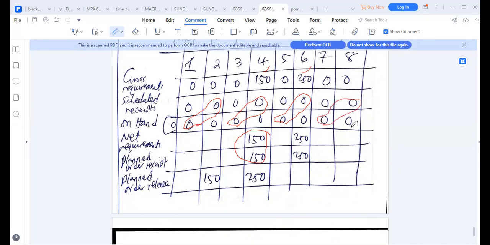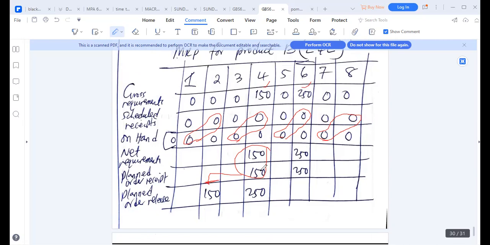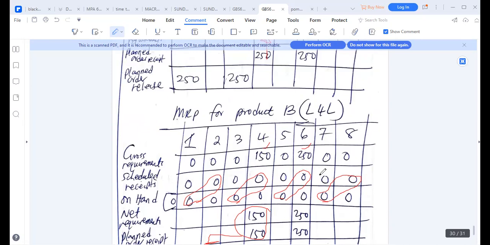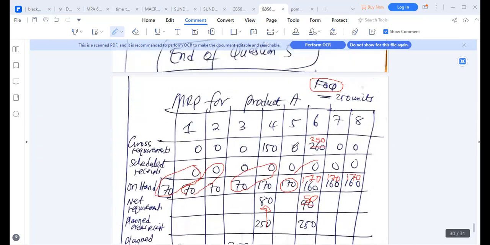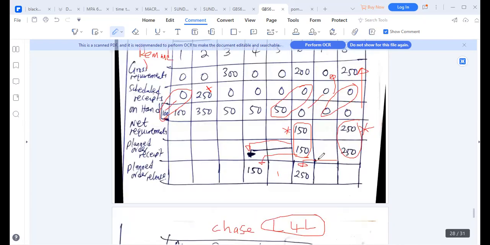Then the lead time for B. Lead time for B, you check from there, it's 2 weeks. So that's why we are getting this. We are supposed to check lead time for B. So meaning for you to have an order receipt in week 4 of 150, this would have been released 2 weeks before. Order receipt of 250 in week 6, this would have been released 2 weeks before. So this is why we have these releases, from the lead time given for B, which you can take from the table there.